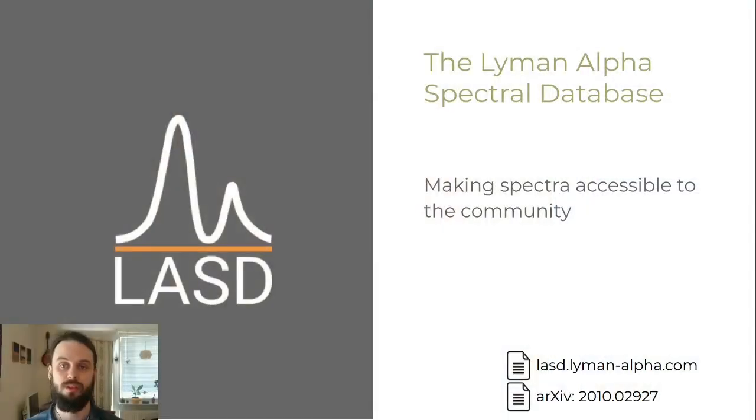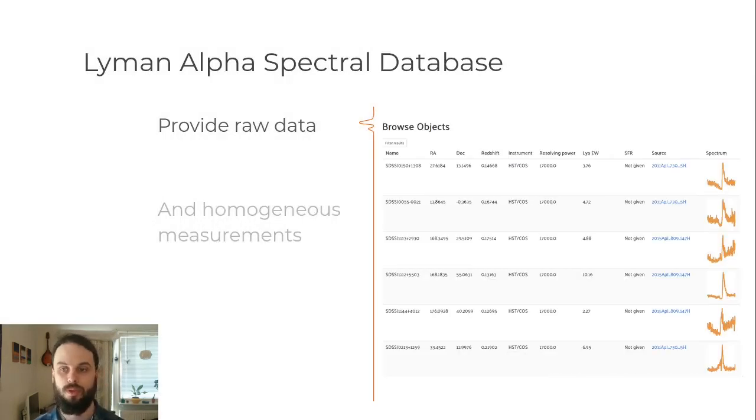The first is called the Lyman alpha Spectral Database. The purpose of this project is to make Lyman alpha spectra available to the community. The problem that Lyman alpha researchers have is that there are a lot of Lyman alpha spectra observed, but most of them come from small samples and reside on individual researchers' disks. So any given person only has access to a relatively small number of these in any easy way.